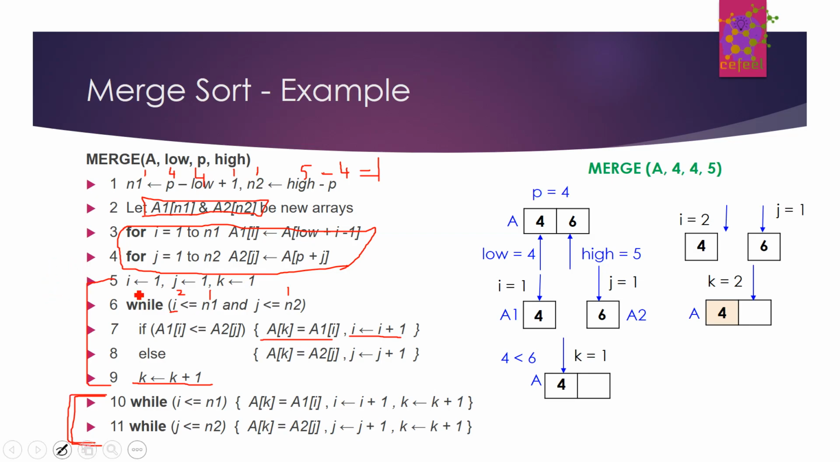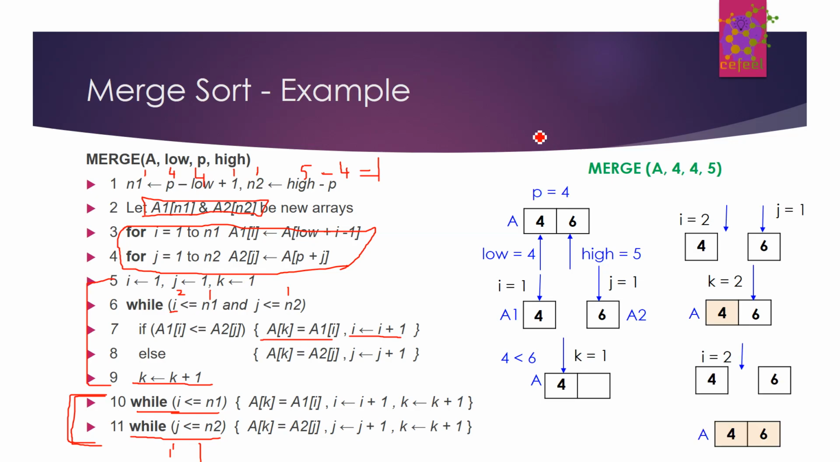Now what the next part of the while loop does is, whichever elements are remaining need to be copied. The first one is I is less than N1. In fact, I is not less than N1, so this while loop will not be executed. But in step 11, J is less than N2. It is, because J is 1 and N2 is 1. So we just copy the remaining elements from the second part of the array to A. In this case we just copy 6 to the array A, and we have A4 6, and then our merge procedure ends here.